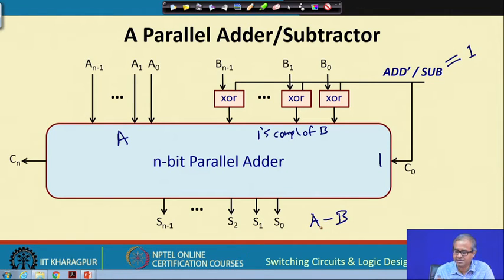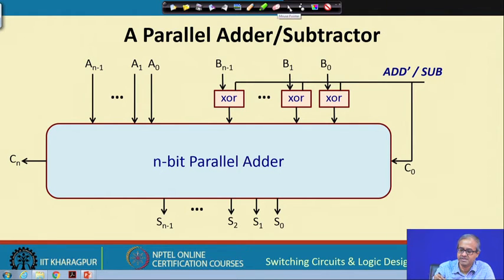So, we have a circuit with a control input, which if I set it to 0, it will do addition, if I set it to 1, it will do subtraction. Okay. So, this is a very general kind of thing, just an addition-subtraction circuit.